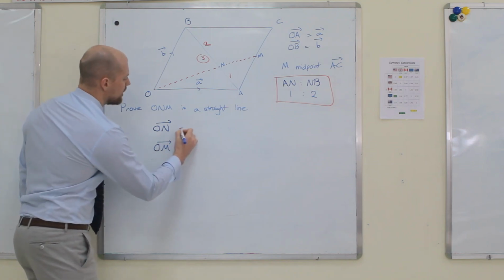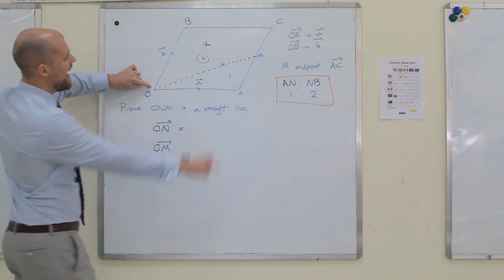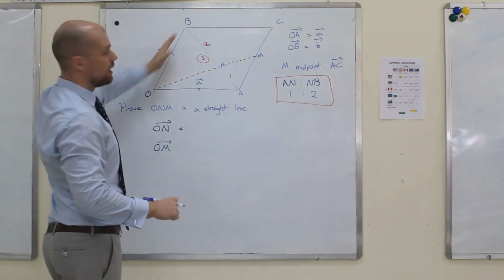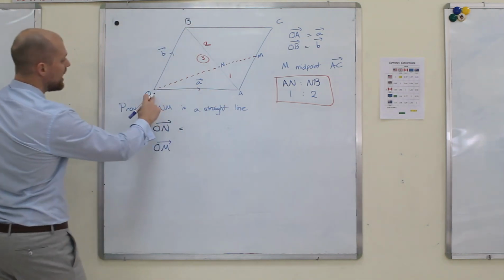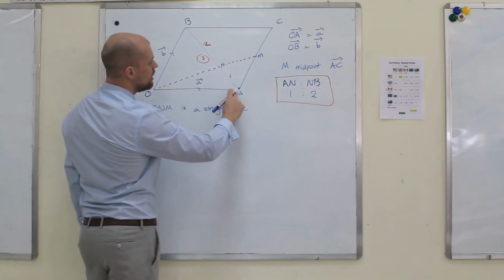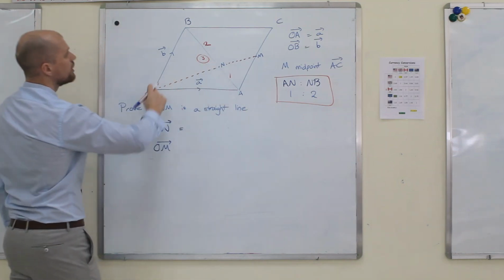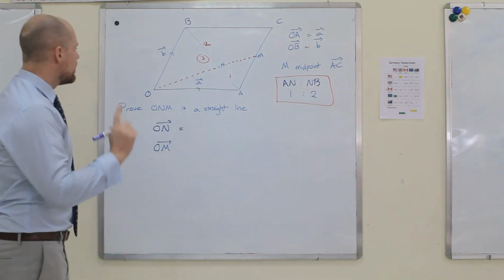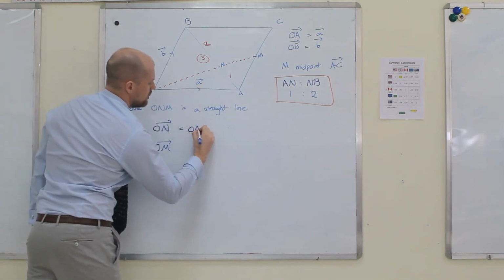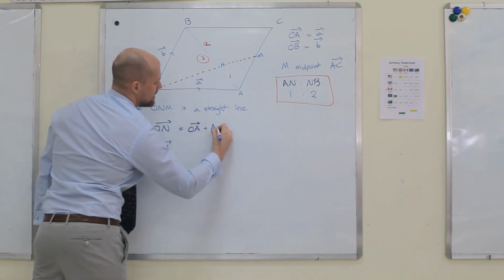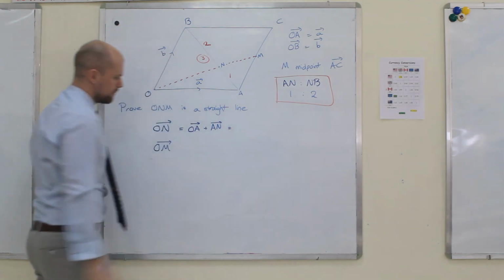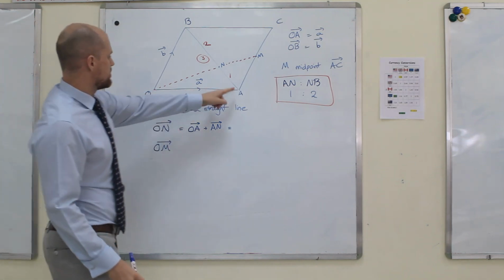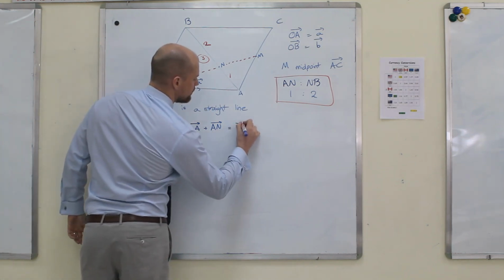So let's do ON. To get from O to N, you can't just go that way because we only know A's and B's. Okay, but how I get there is I can go O to A and A to N. Or I can go OB and BN. Doesn't matter, you can go either direction. Let's go O to A and then A to N. Now the first bit's easy. OA is very, very simple. O to A is just A, it's given in the question.